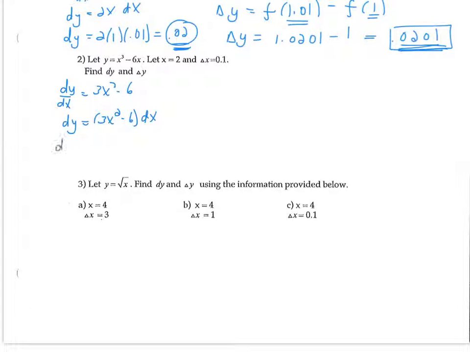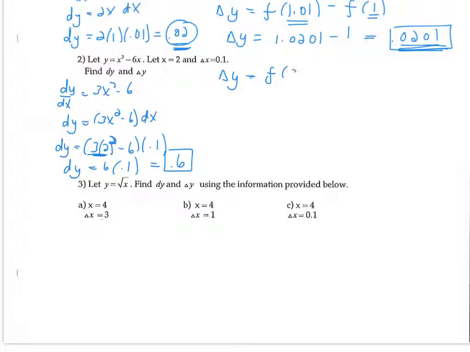So let's plug in our numbers. So dy equals 3 times 2 squared minus 6. That's a 2 there, really. And then dx is 0.1. So 3 times 2 squared, well, 2 squared is 4 times 3 is 12, minus 6 is going to give us 6 times 0.1, which gives us 0.6 for dy. Okay, delta y, we have to find that by doing f of 2.1 minus f of 2.